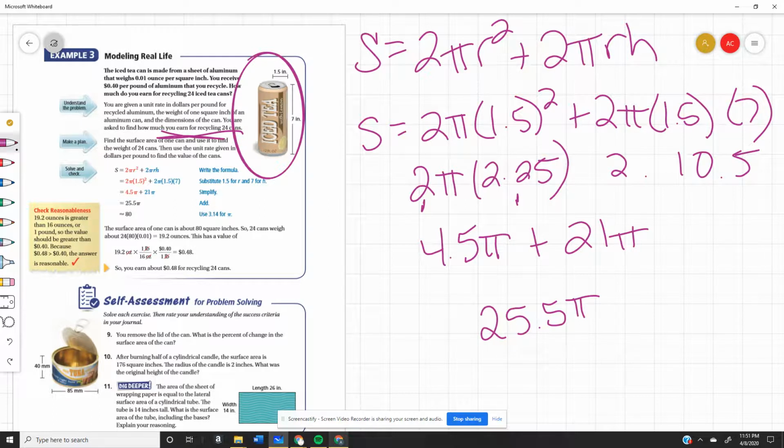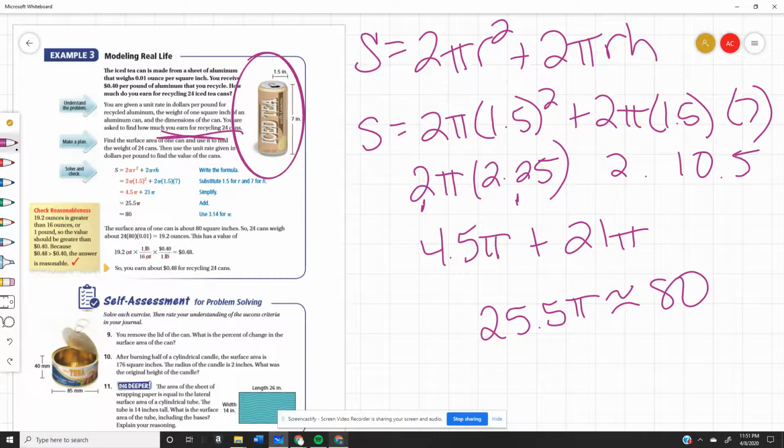Okay. And then we're going to multiply that by 3.14. So 25.5 times 3.14 is equal to 80.07. But we're just going to keep it at approximately 80. Okay? So the surface area of 1 can is 80. It's 80 square inches. Okay?